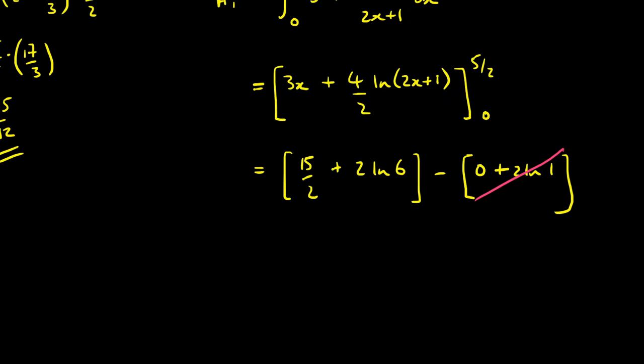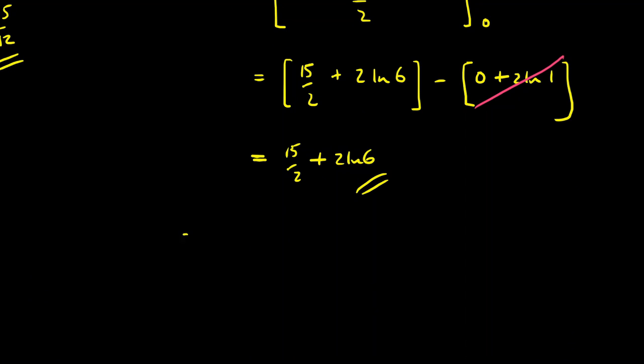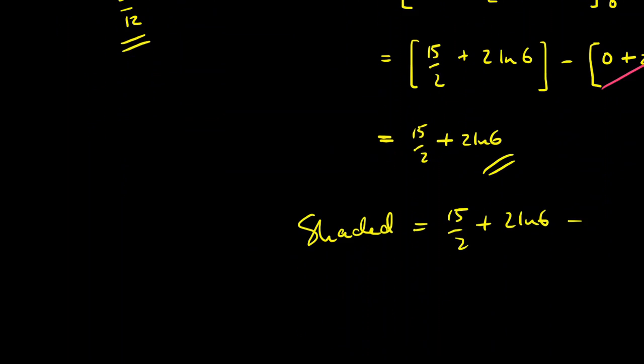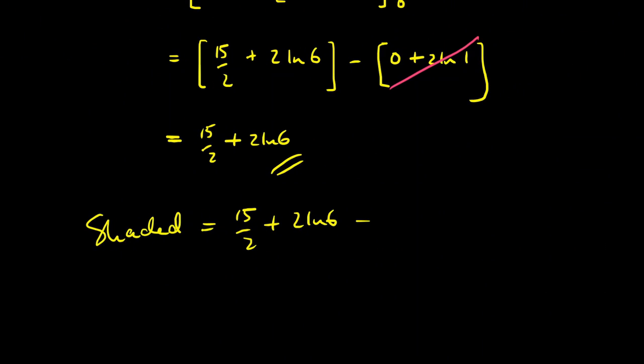So what I'm left with is 15 upon 2 plus 2 ln 6 is my integral. 15 upon 2 plus 2 ln 6. So what is my total area going to be? My total shaded area is going to equal that thing, which is 15 upon 2 plus 2 ln 6, minus the area of the trapezium, which is 85 upon 12. So minus 85 upon 12.